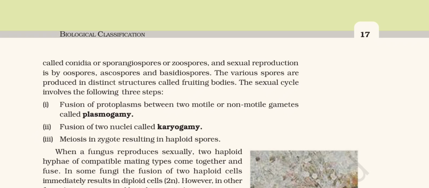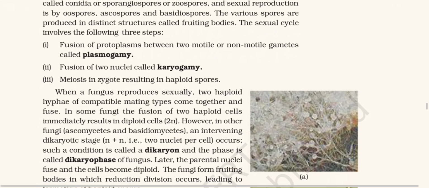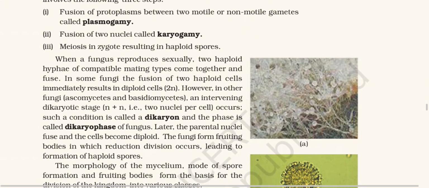1. Fusion of protoplasms between 2 motile or non-motile gametes, called plasmogamy. 2. Fusion of 2 nuclei, called karyogamy. 3. Meiosis in zygote, resulting in haploid spores. When a fungus reproduces sexually, 2 haploid hyphae of compatible mating types come together and fuse. In some fungi, the fusion of 2 haploid cells immediately results in diploid cells, 2N.